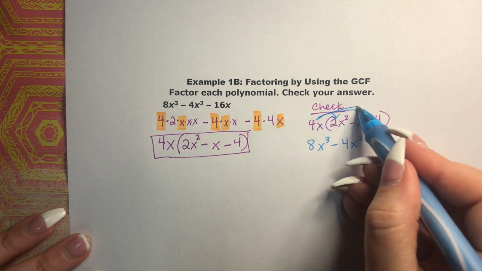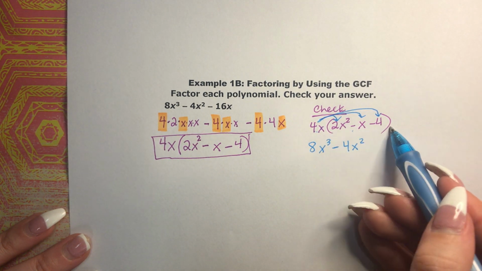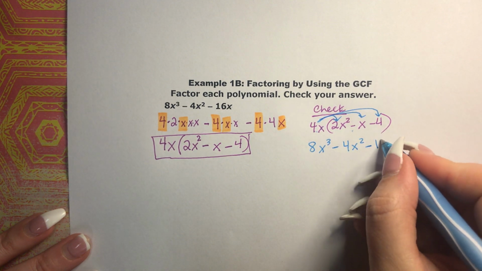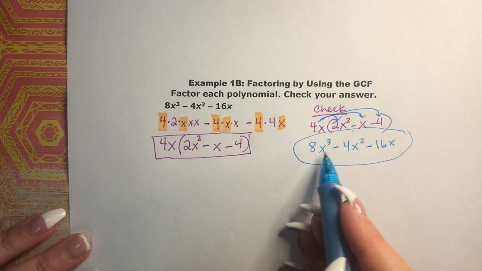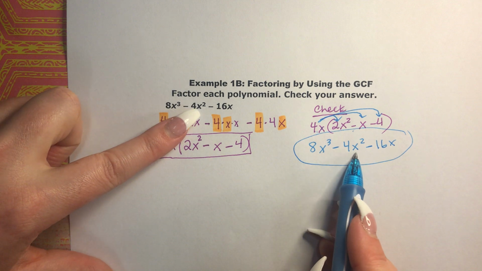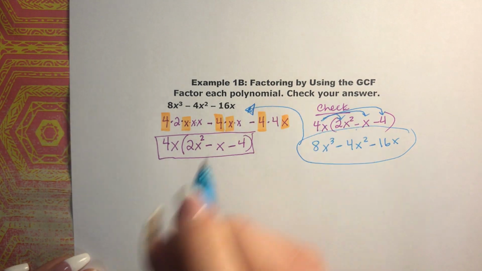And then lastly, 4x times that negative 4. Remember, you have to distribute it to each thing in this trinomial. 4 times 4 is 16. It's a negative 16x. And if we look at it, what do we have? 8x cubed minus 4x squared minus 16x. Woohoo! It's the same thing. We did it right. Perfect.